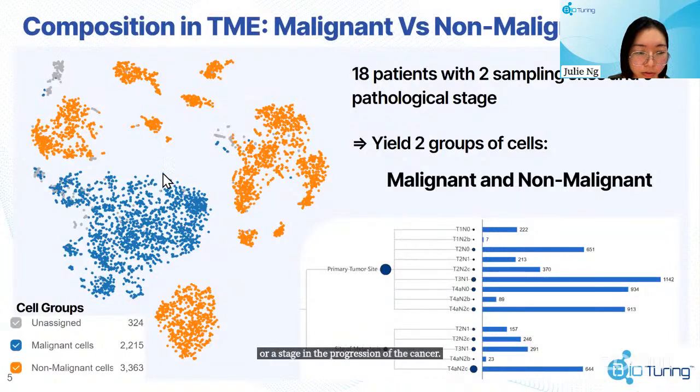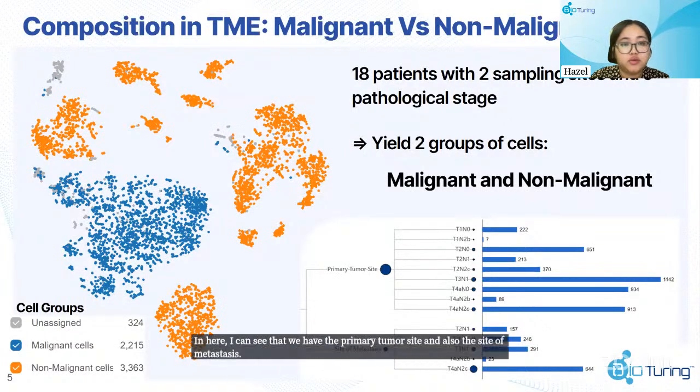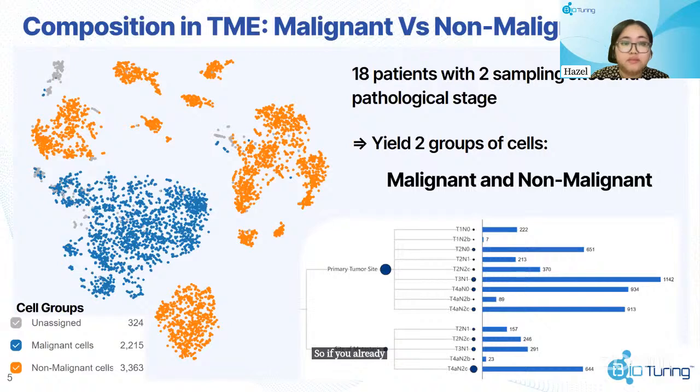The authors also annotated the cells into malignant and non-malignant cells. And so in this analysis, we are going to characterize what makes these cells malignant and what makes them non-malignant. Here, I can see that we have the primary tumor site and also the site of metastasis. If you already watched last week's session, you may see that this primary tumor site is actually the inner part of the tumor, whereas the site of metastasis is like the front end of the tumor, where the invasion of tumor cells actually happens. And then here, we have the malignant and non-malignant cells.